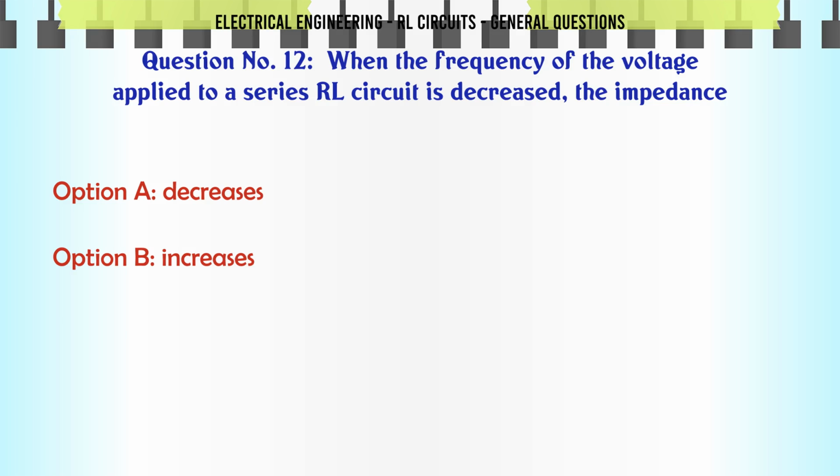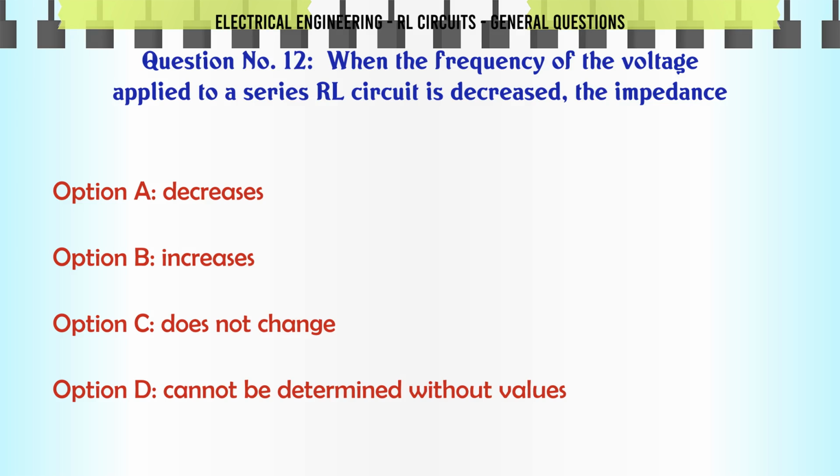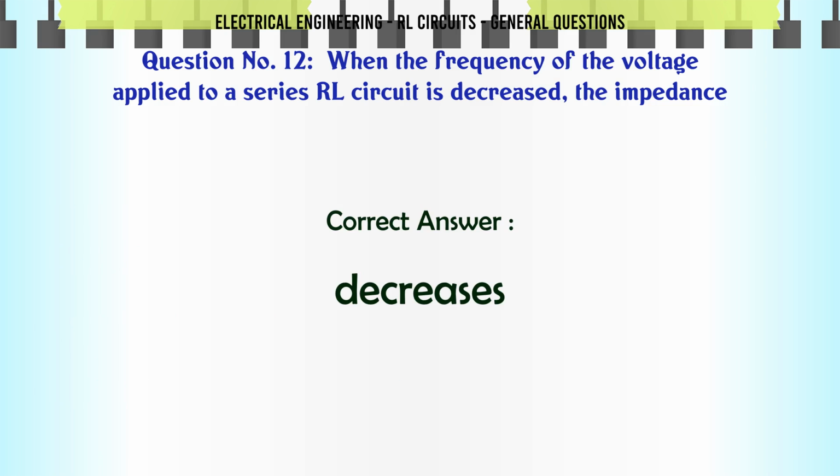When the frequency of the voltage applied to a series RL circuit is decreased, the impedance A. decreases, B. increases, C. does not change, D. cannot be determined without values. The correct answer is decreases.